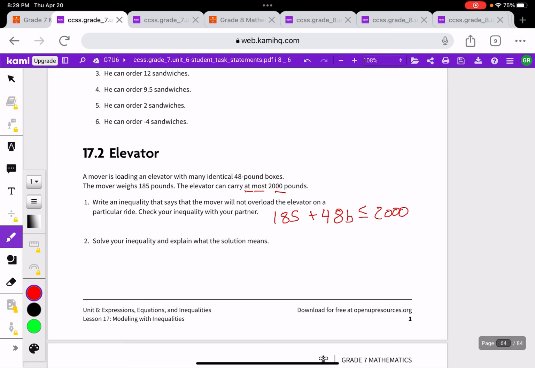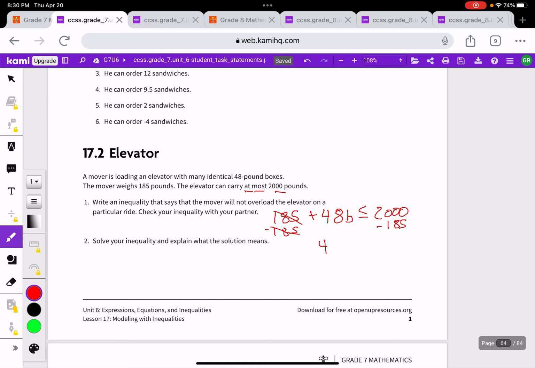So what would you think step one would be if we've got to figure out how many boxes, even though that's not the question, it is just saying, hey, let's not overload it. What would we have to do to figure out how many boxes? I think a lot of you are saying, hey, let's get rid of the person, 185 pounds. 185 minus 185 is nothing.